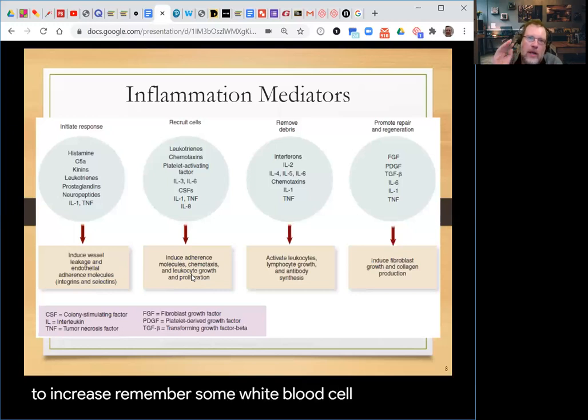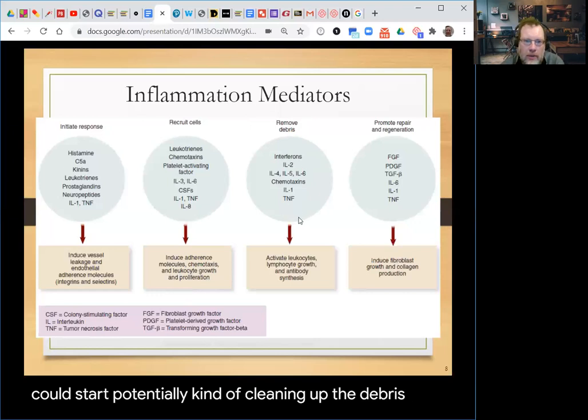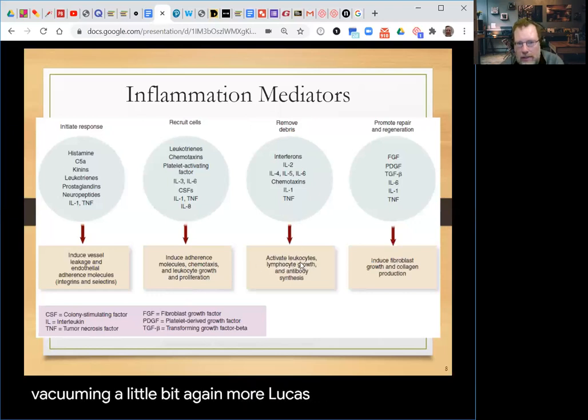Remember, some white blood cells fight infection. Other white blood cells work on neutralizing an area. Other white blood cells come in and just clean up the mess. So either way, if we do have a breach, there's going to be a mess to clean up. There's going to be potential for infection. So we need leukocytes to show up. Okay, and then once we've hopefully stopped everything from traveling beyond the site of inflammation, we could start potentially cleaning up the debris, vacuuming a little bit. Again, more leukocytes, especially those lymphocytes. We're going to see antibodies synthesized just in case.